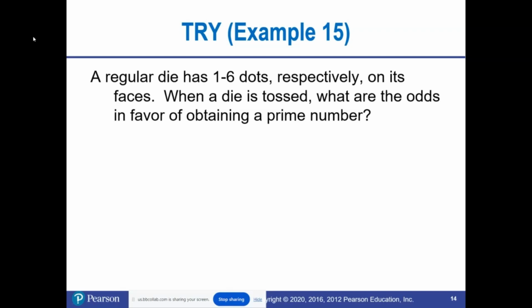Okay, so for this one, if we are looking at a die and we have 1 through 6 dots, that means we want to look at the numbers 1 through 6 and figure out how many numbers are prime. So we've got the number 1, that's prime. 2 is prime. 3 is prime. 4 is not, so we'll skip 4. 5 is prime. 6 is not. So that gives us 4 different prime numbers, leaving 2 that are not prime. So we're going to say 4 to 2, which reduces to 2 to 1. Any questions there?